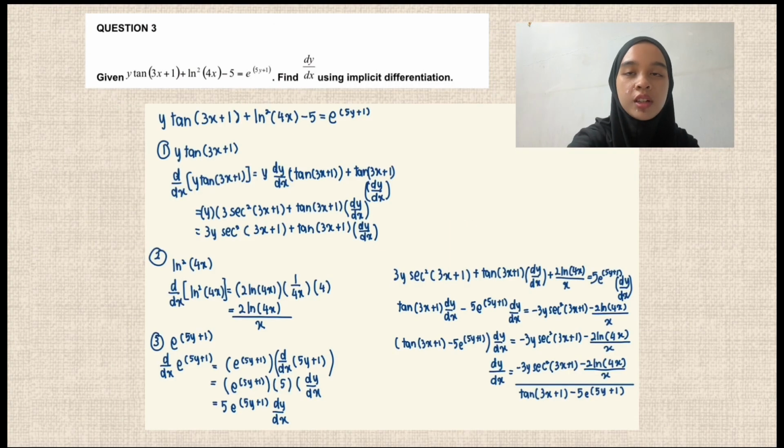Next question, I'll be explaining a calculus equation involving an implicit differentiation of a given equation. So let's go through it step by step together.